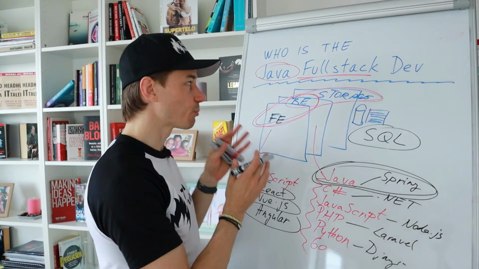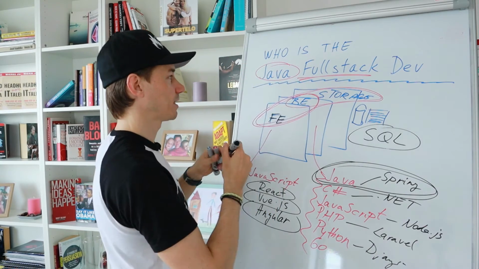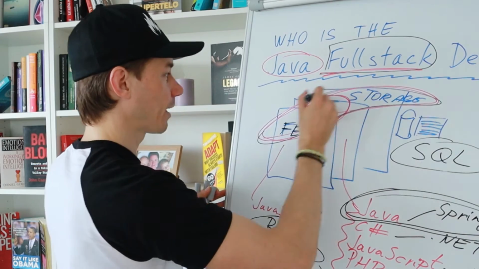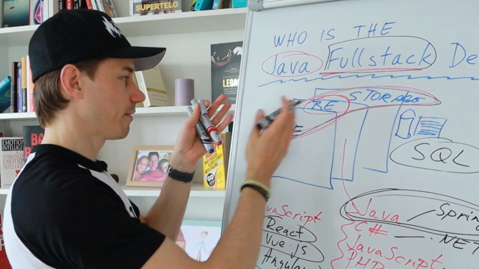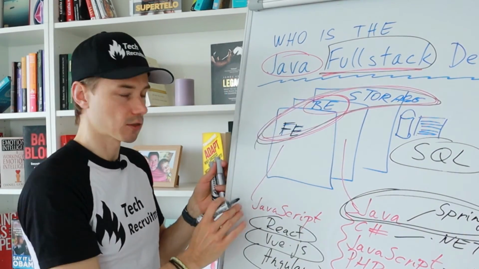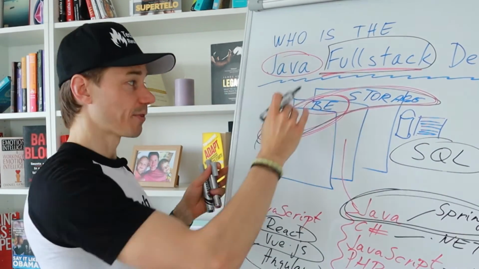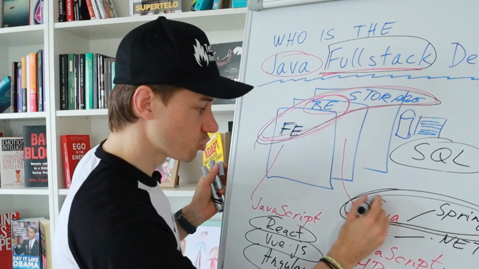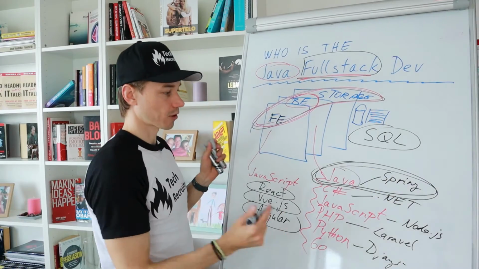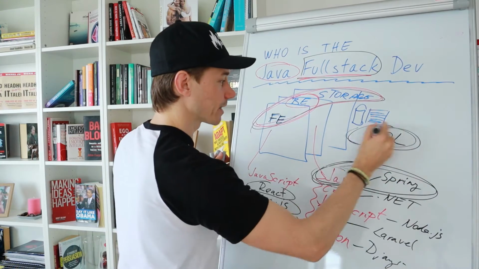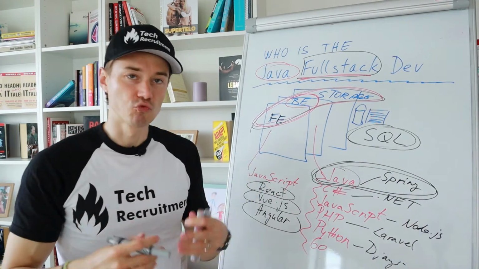Now, I just want to explain who is the Java full stack developer. Remember, full stack is front end, back end, and storage all together. Something has to be on the front end. What is it? It's Java with React, Vue, or Angular. Something has to be on the back end. What is it? Java with Spring Framework. And something has to be on the storage side, which is the SQL database, the relational database.